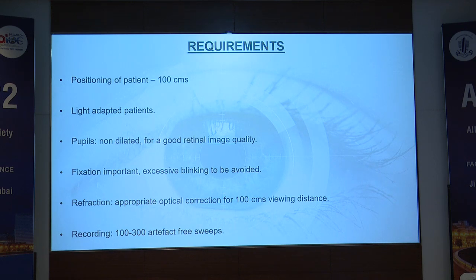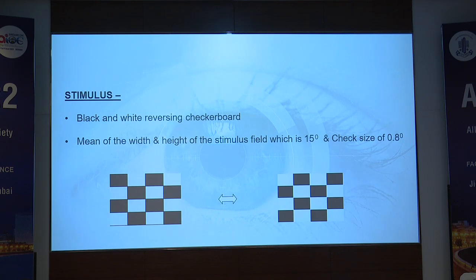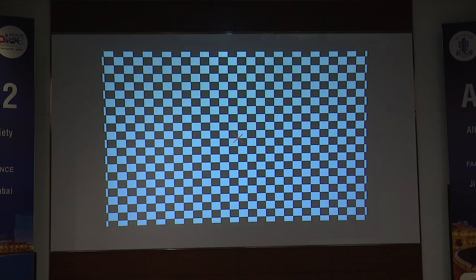They are light adapted with pupils normal sized, non-dilated. Fixation is important, so the patient should be able to fixate. Excessive blinking has to be avoided, and the refraction has to be appropriate for 100 centimeters. This is how the stimulus looks, and the mean width and height of the stimulus is 15 degrees, and the check size is 0.8.